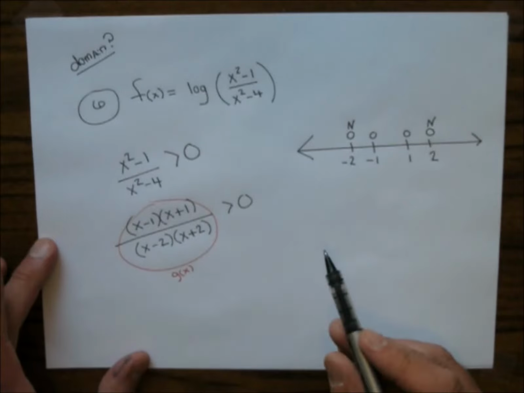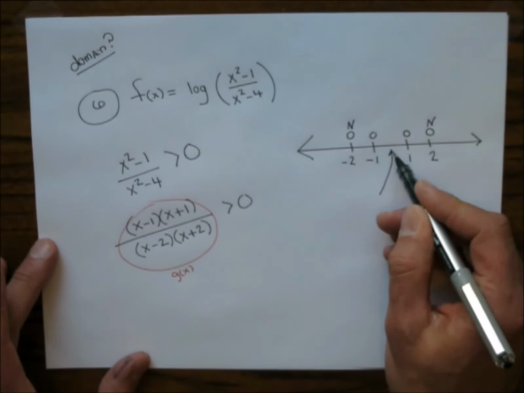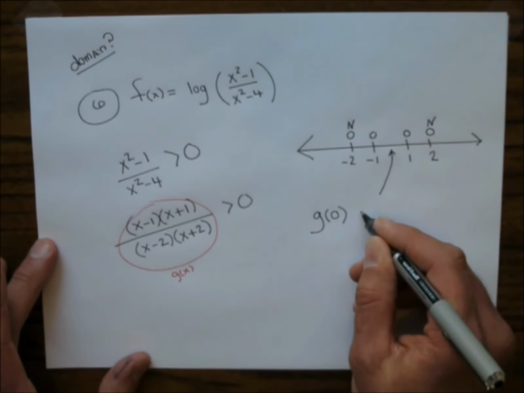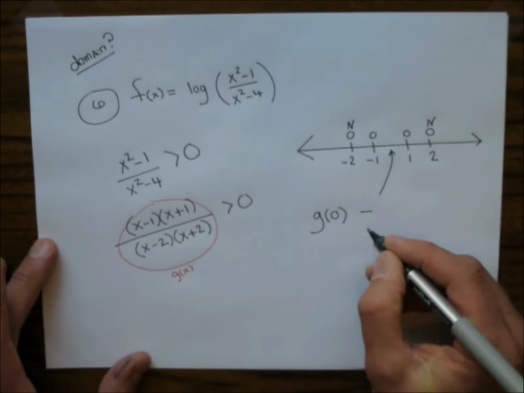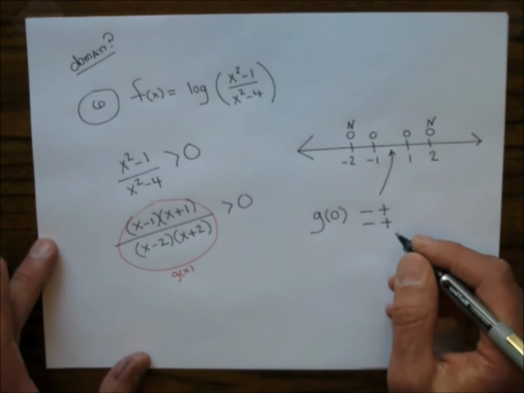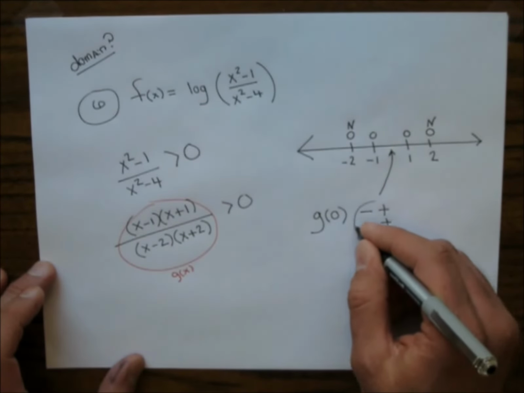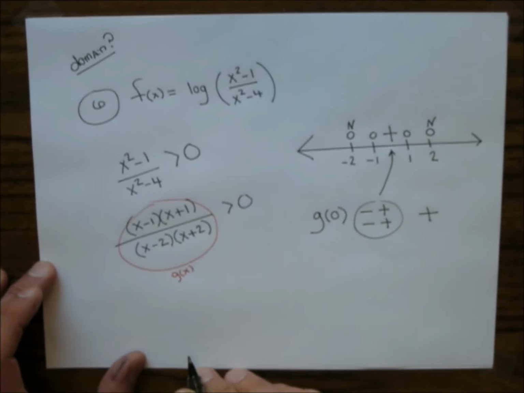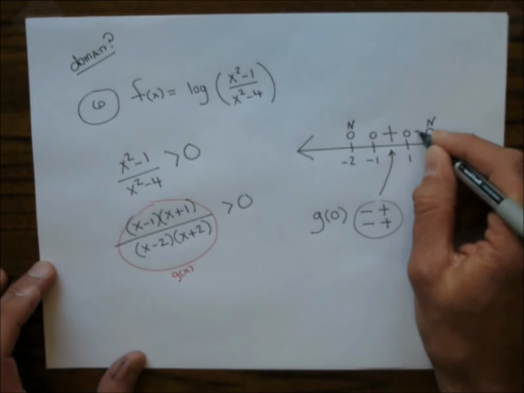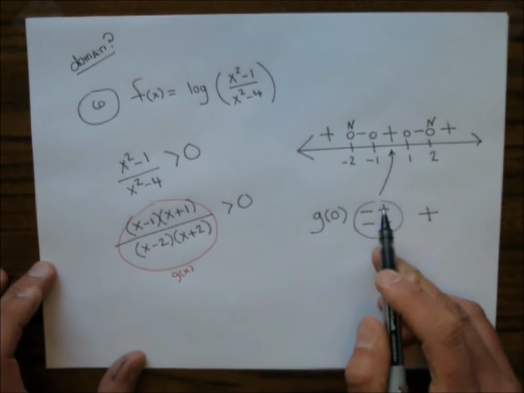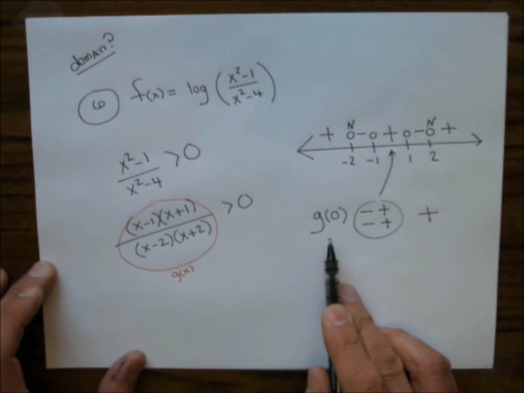So I'm going to go ahead and test a point right there. That's zeros in there. So I'll go g of 0. And I'm going to get minus, plus, minus, plus, which gives me, you put all those together, it gives you a plus. Now, you can alternate the signs if you want. There's minus and a plus and a minus and a plus.